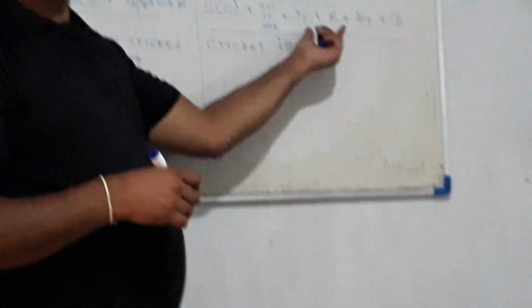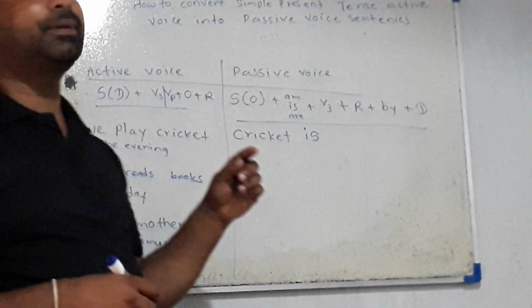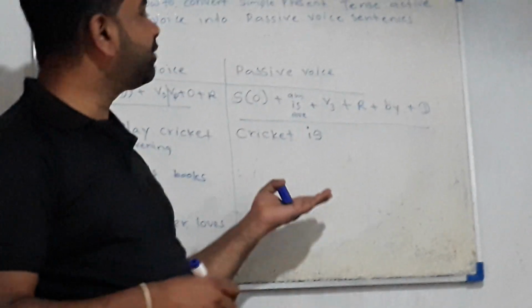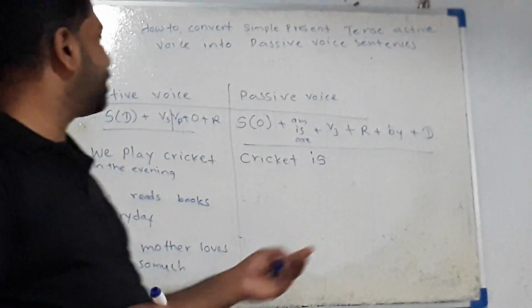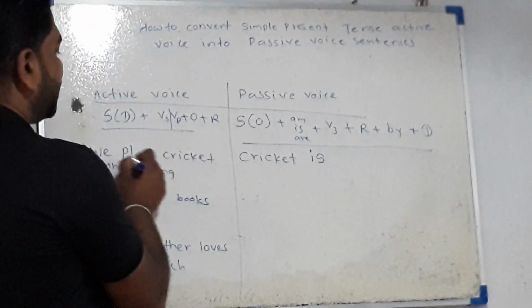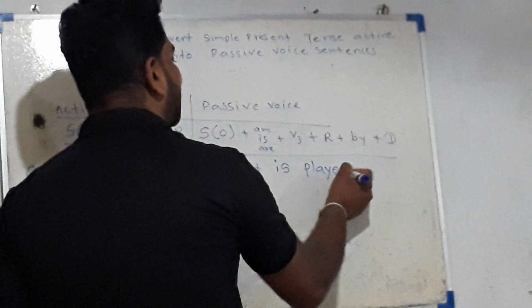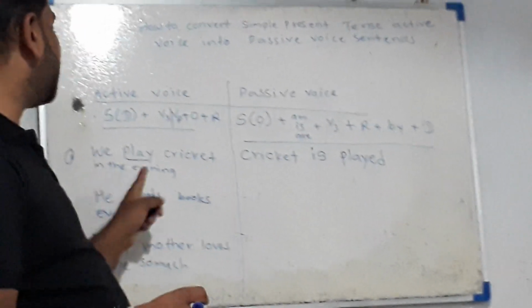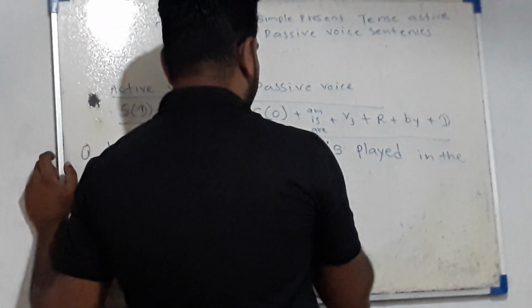Then I have written here V3. V3 means the past participle of the verb. You know that there are three forms of the verb. So the third form, the past participle, is V3. So what is the verb here? Play. So play, played, played. So the V3 is played. That past participle is played. Then R. What is the extra word here? In the evening.